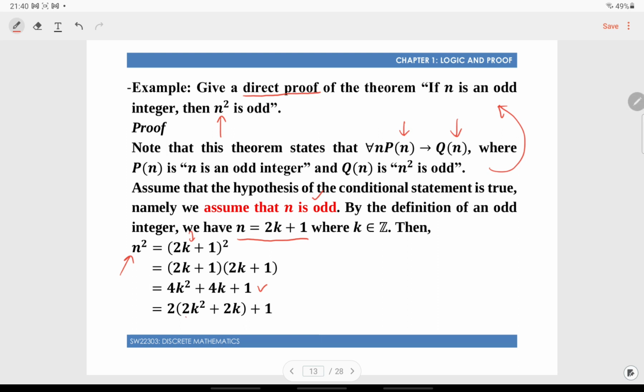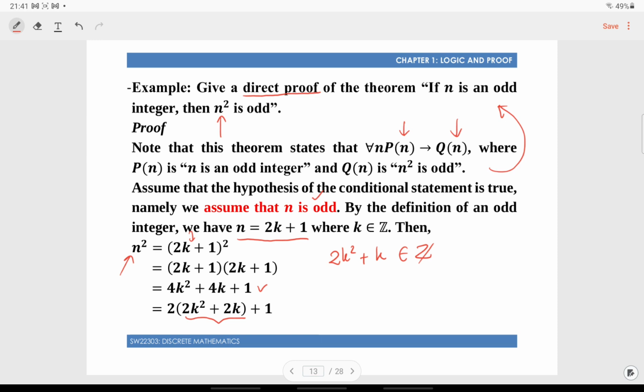Okay, so inside the parentheses, again, because k is an integer, for 2k square plus 2k, you can replace k with any integer. The outcome always is an integer. You can substitute k with any integer. For example, k equal to 0. The outcome is 0. 0 is an integer. What else? You substitute k equal to 1. So the outcome is equal to 3. So 3 is an integer. So if you substitute k with any integer, the outcome is always an integer.